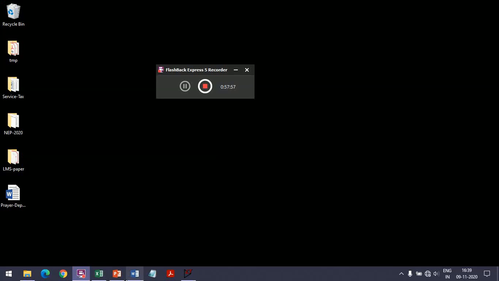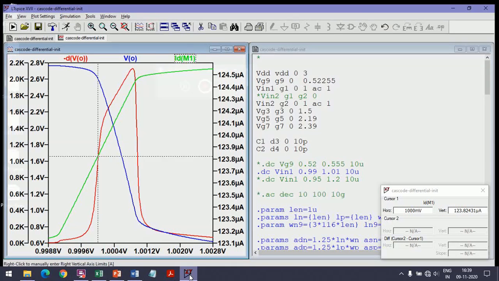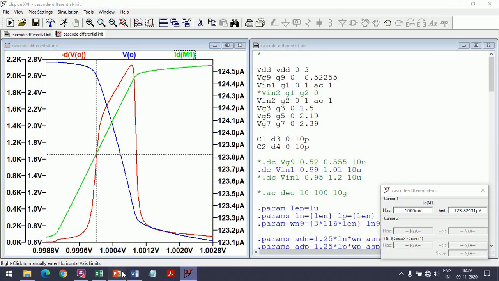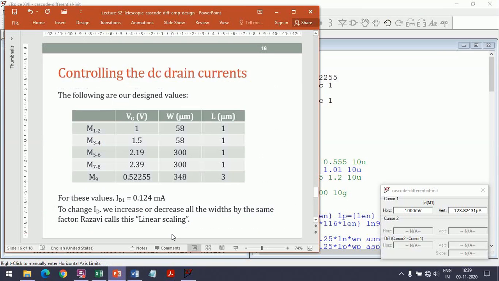Oops, sorry, what happened? Everything is closed. I wanted to be here. 124 microamps.